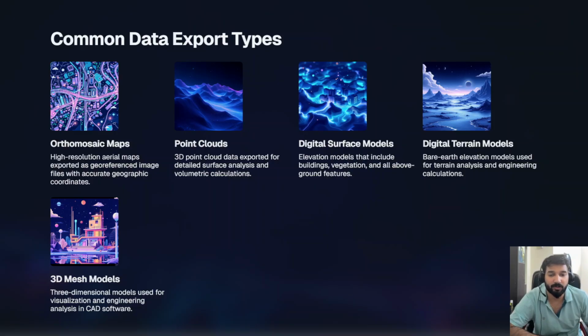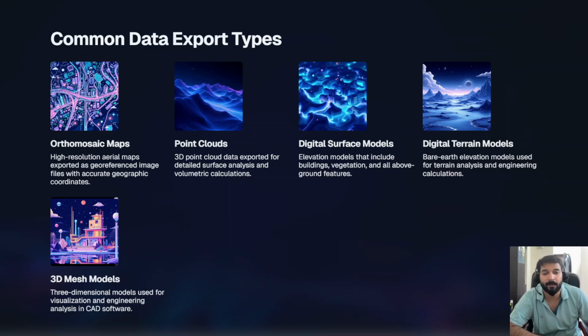Digital surface models. Elevation models that include buildings and vegetation. Digital terrain models. Bare earth elevation models used for terrain analysis. 3D mesh models. Three-dimensional models used for visualization and engineering analysis. These files are exported in specialized formats that allow GIS and CAD software to recognize the geographic coordinates and elevation data.